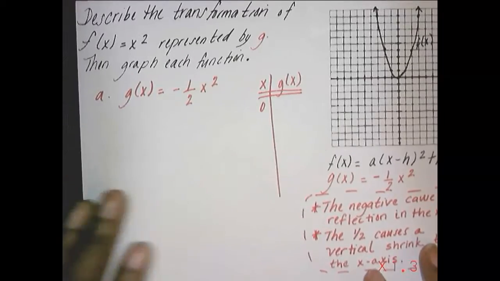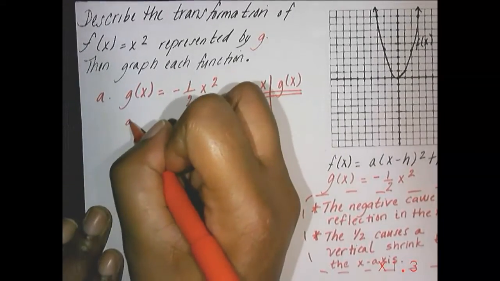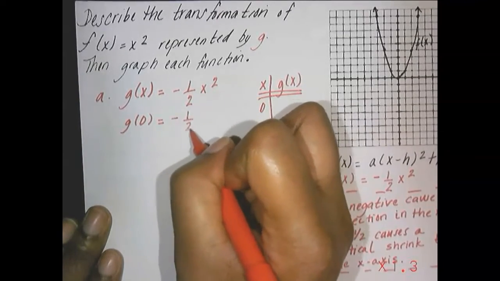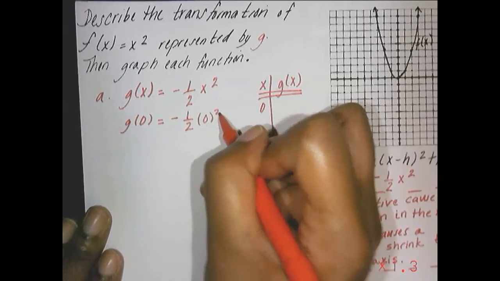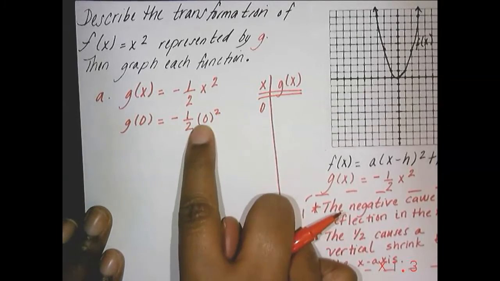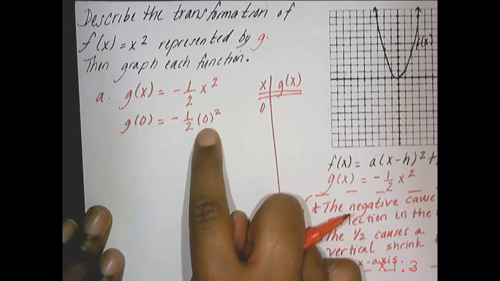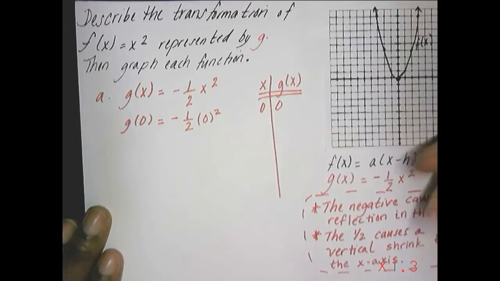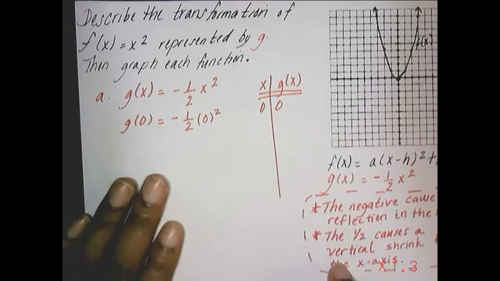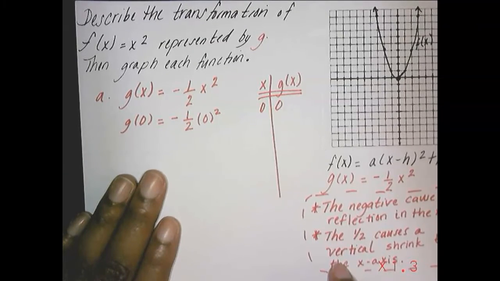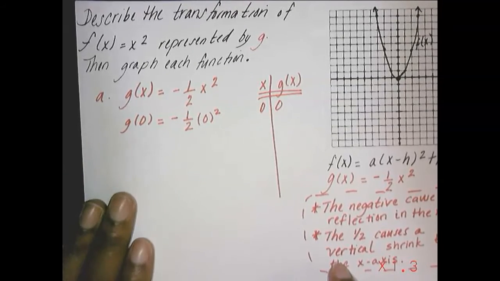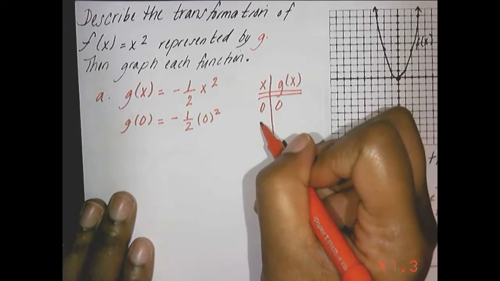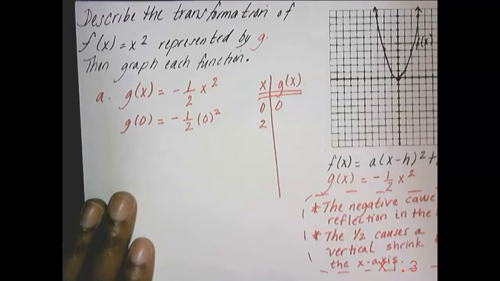All right, so I'm going to let x be 0. So we're going to do g of 0 equals negative 1/2 times 0 squared. Well, 0 squared is 0, and 0 times anything is 0. So what that lets me know is at the origin, I have a point there at 0, 0. Now I want to look and see. I could do 1, but 1 is going to give me a fraction. So let's see what happens at 2, because we're going to divide by 2 in the end. So might as well see what's happening at 2.